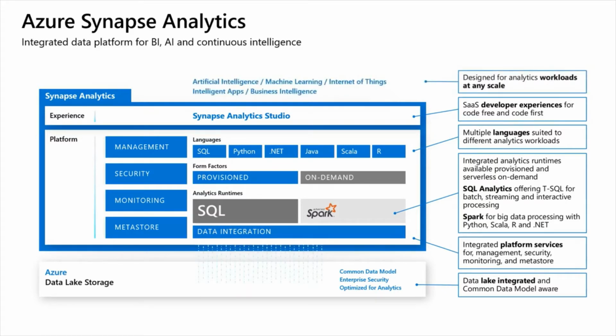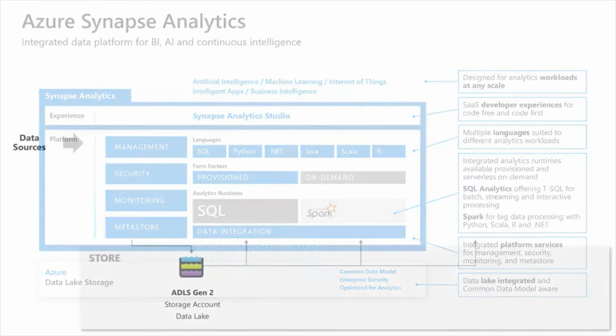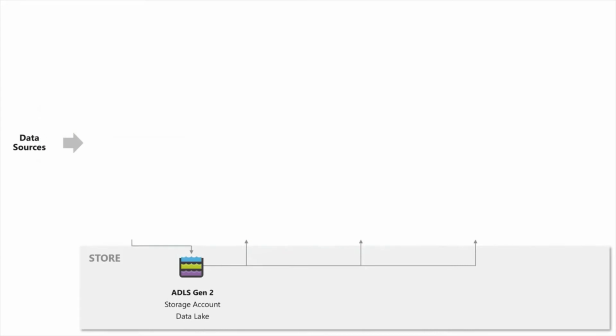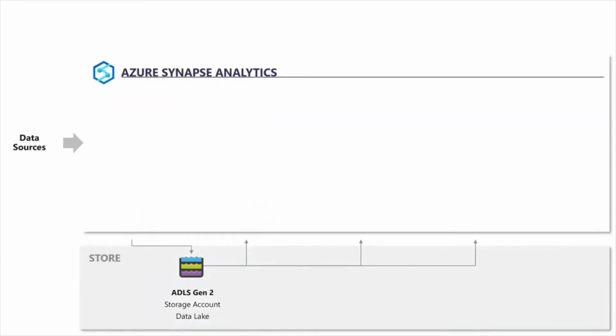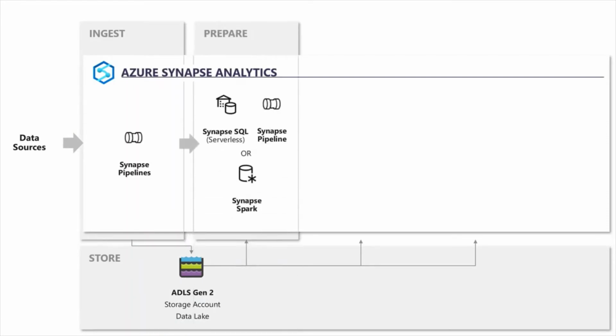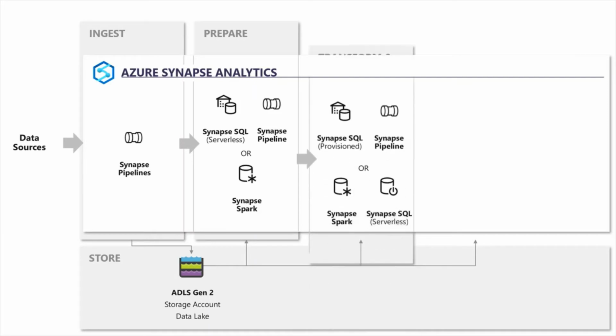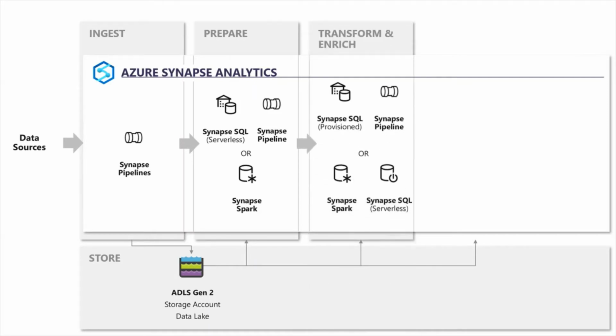Let's look at a mapping of components of a modern data warehouse to Synapse. Let us look at how you can use Azure Synapse for the various components that make up a modern data warehouse architecture. Under ingest, you have the Synapse pipeline. Under prepare, you have Synapse SQL serverless and Synapse pipelines or the Synapse Spark engine. Under transform and enrich, you have Synapse SQL provisioned or the Synapse pipeline.